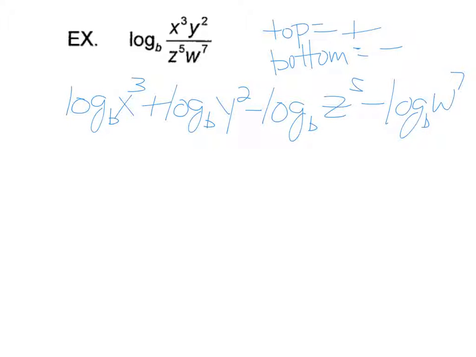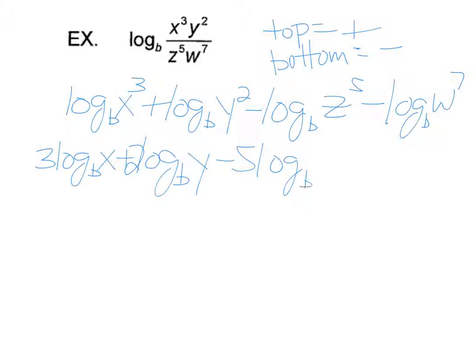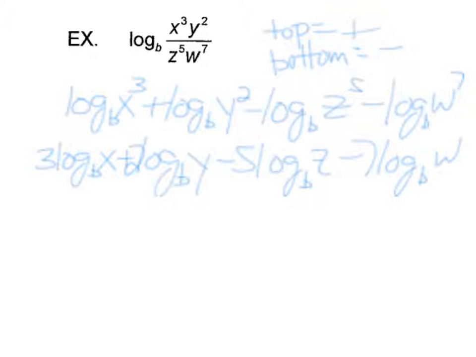And then finally move the exponents out front. And you could do all of this in one step instead of, oops, the 2 goes there, instead of 2 steps. That would be fine. And the 7. And then that one's finished.